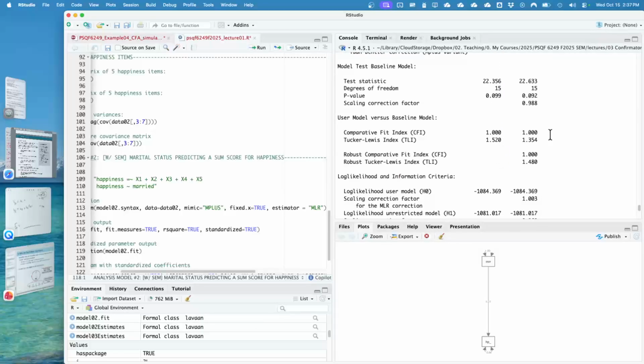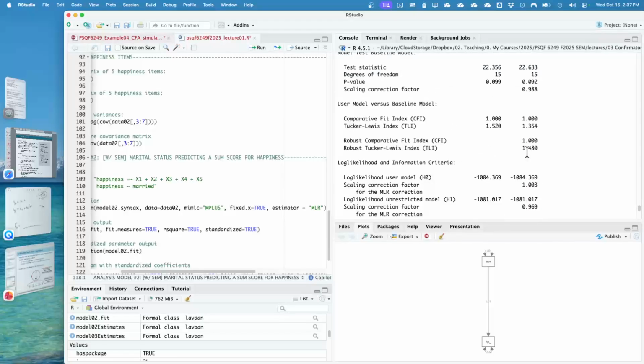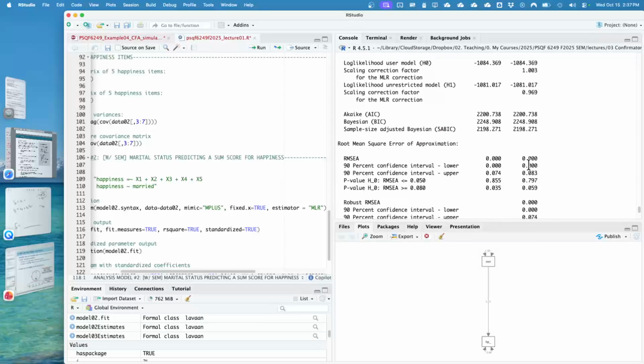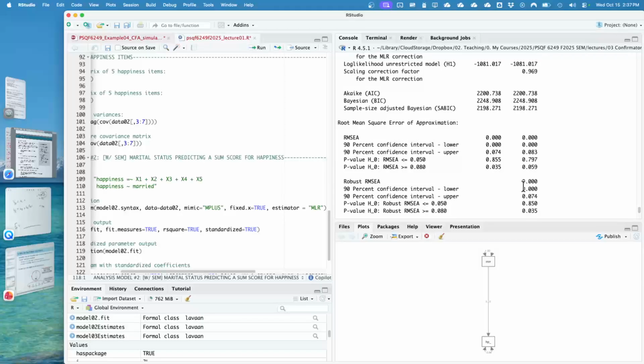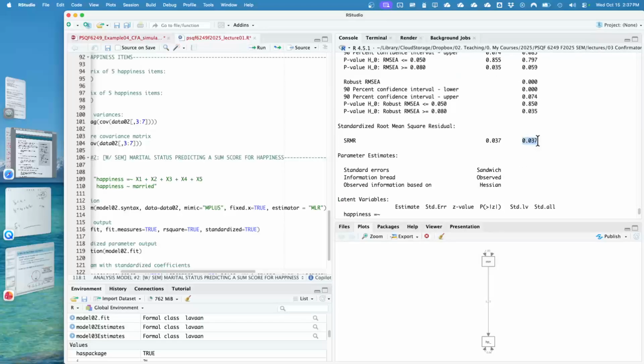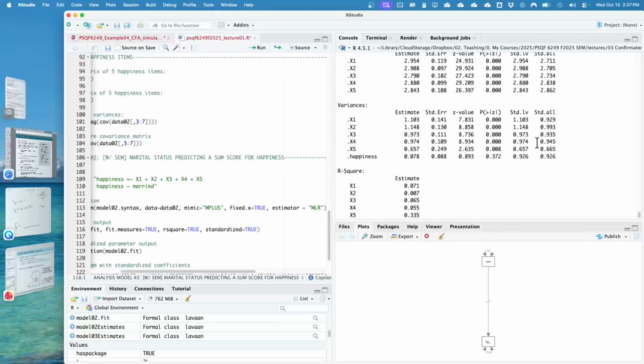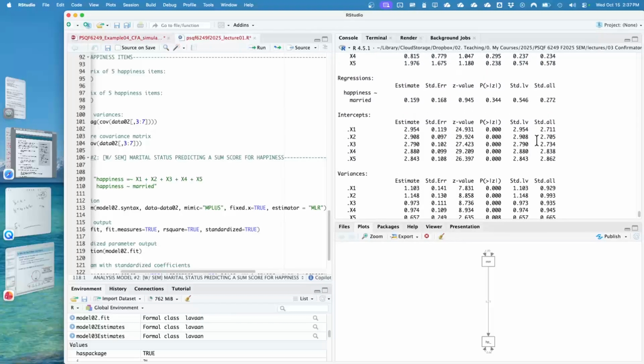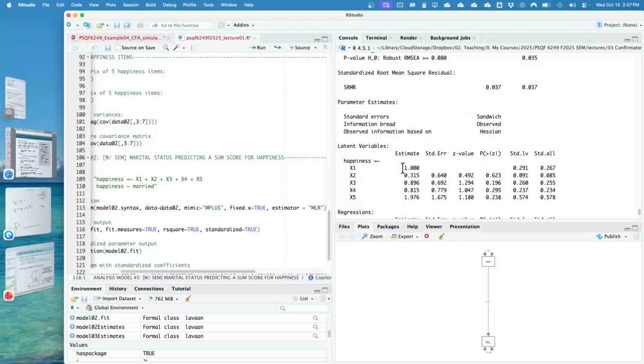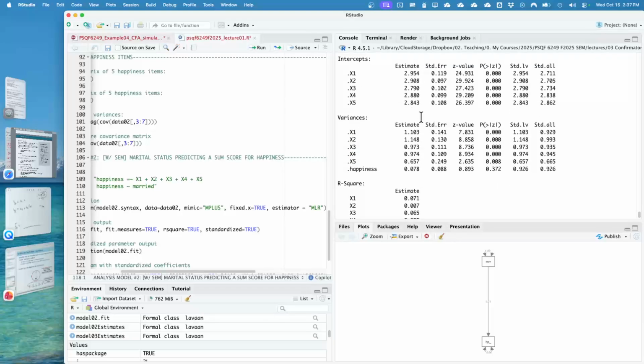Our CFI and our TLI are above 0.95. So we're getting a good fit, RMSEA is close to 0, and SRMR is very low. And we have all our estimates here, but let's take a look. We can tell that happiness is estimated with a marker item, with a 1, right? And the variance of happiness is set to 0.078. So small variance, but there.